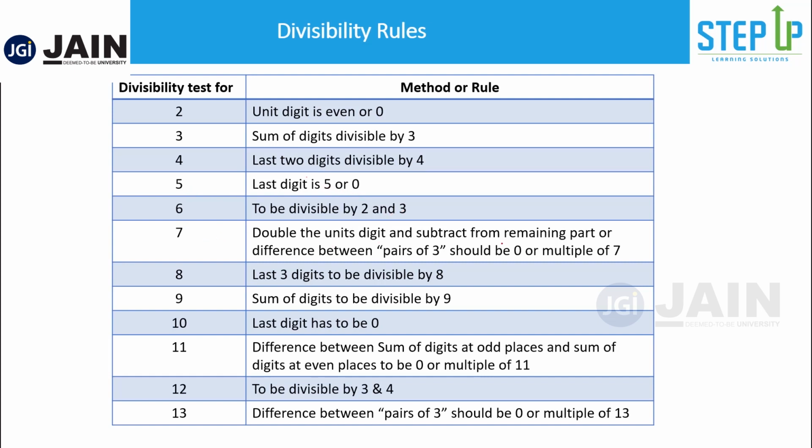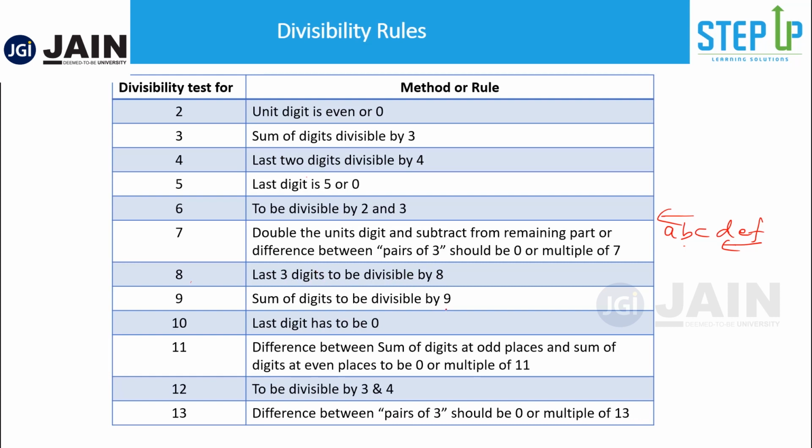7, double the unit digit, subtract from the remaining part. But if the numbers are big, you can take pairs of 3, right? Like how we see a, b, c, d, e, f. So you said this is one pair and this is another pair. So this minus this, if it's 0 or a multiple of 7, it is divisible by 7. 8 we learned, this is 125 into 8. That means that's what makes 1000. So we just have to check for last 3 digits.